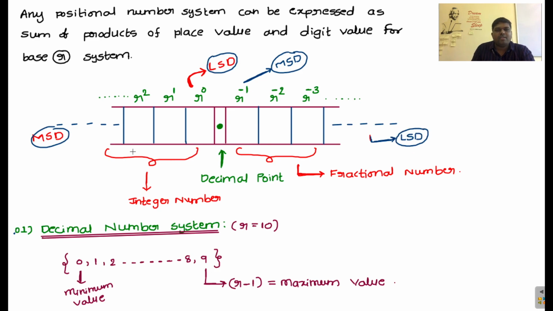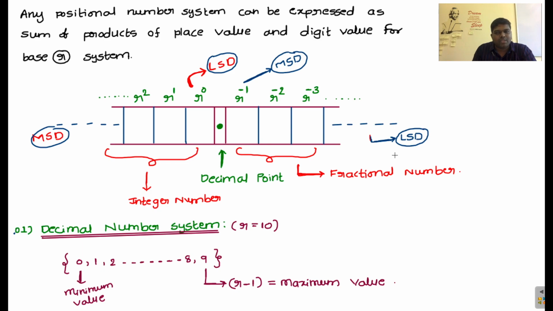In the integer portion, the leftmost digit is called the most significant digit and the rightmost digit is called the least significant digit. Whereas in the fractional portion, the leftmost digit is called the most significant digit and the rightmost digit is called the least significant digit. Except in the binary number system, you can use digit terminology.